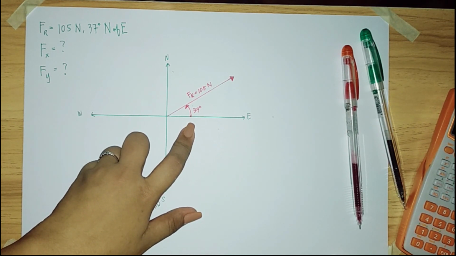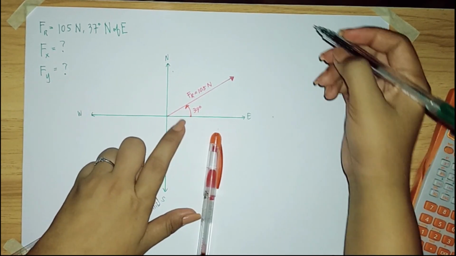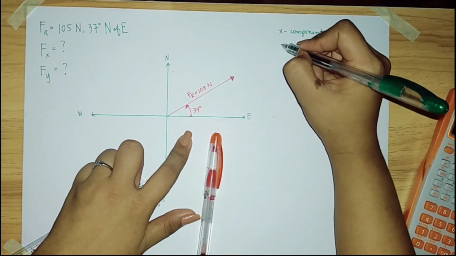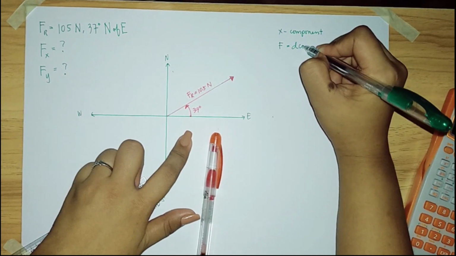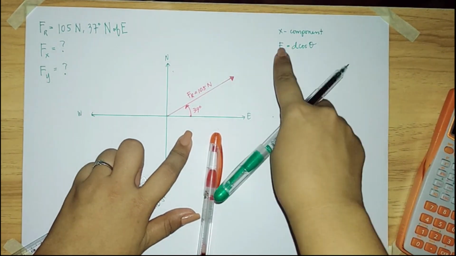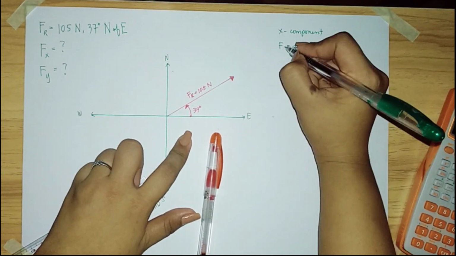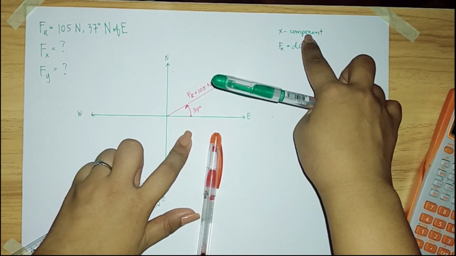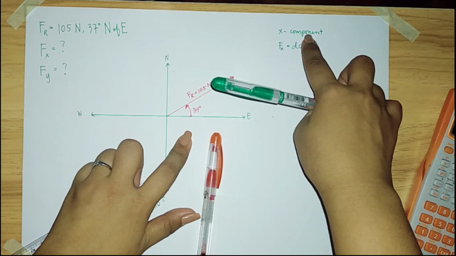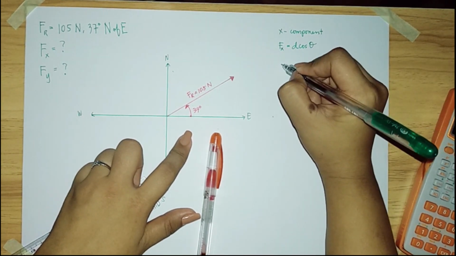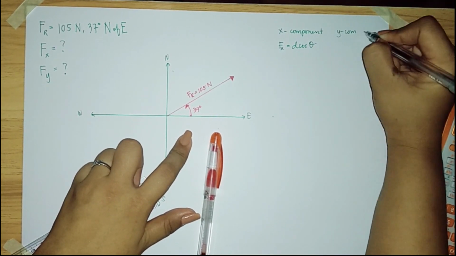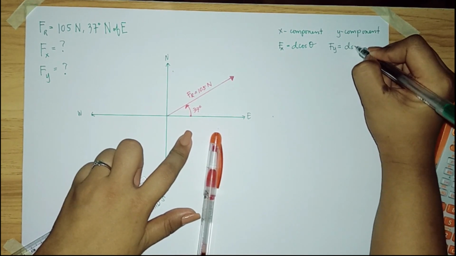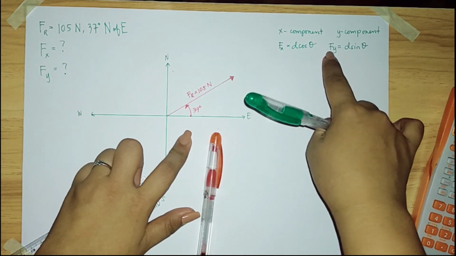Okay? So, for us to get the value of our f sub x, let us have here, this is for the x component. F sub x is equal to d cosine theta. Okay? This is for the f sub x. And this is what we're going to use to get our x component. Now, how about our y component? Let us have here f sub y is equal to d sine theta. Again, we have here d sine theta.